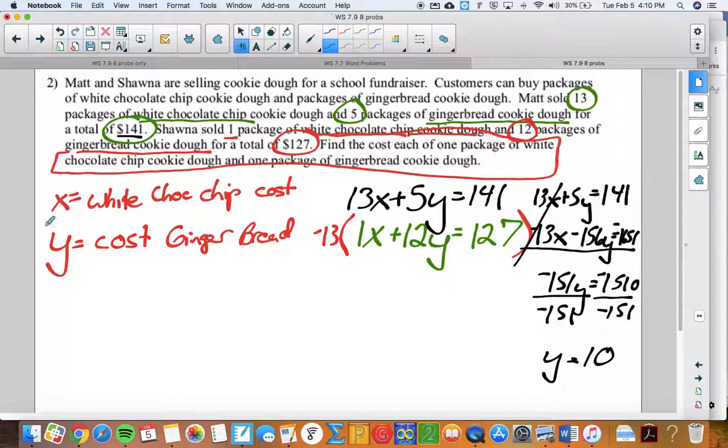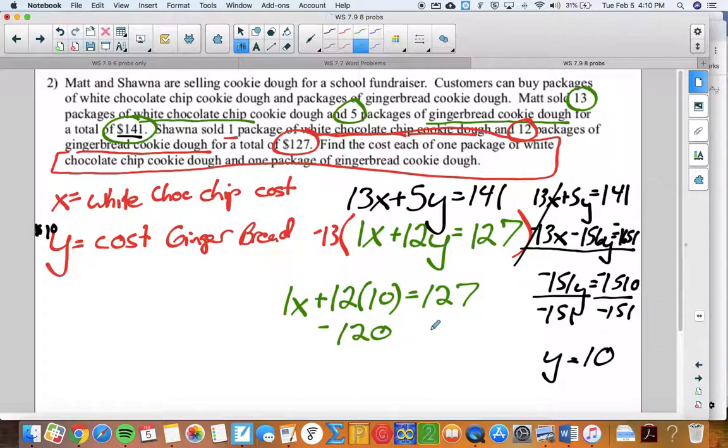So the cost of a gingerbread dough is $10. So now I go back to one of the two original equations and substitute that in. I'm going to use the bottom equation. Numbers are a hair smaller. Not that that matters. You have a calculator. So since she sold 12 gingerbreads and they're worth $10 each, that means she sold $120 worth of gingerbread dough, which I'm going to subtract off. So that leaves $7 for whatever she sold in white chocolate chip, which she only sold one white chocolate chip.